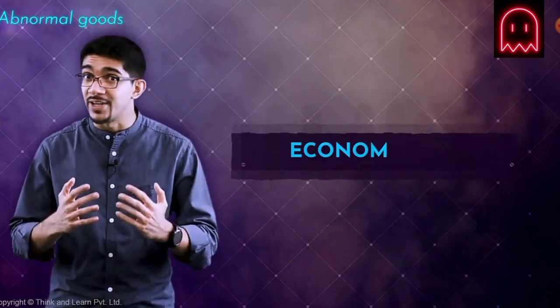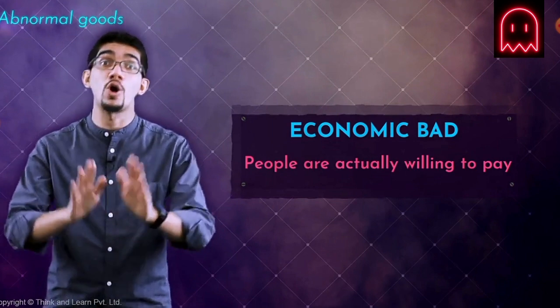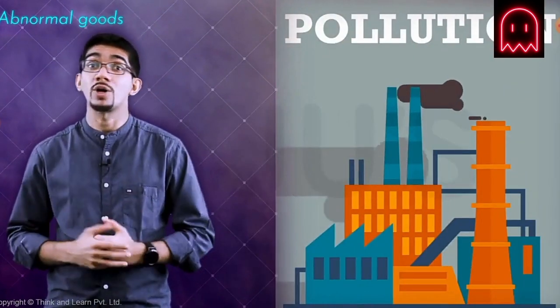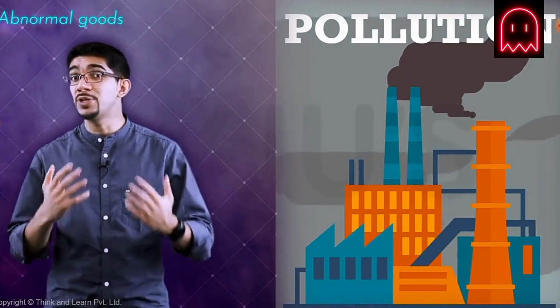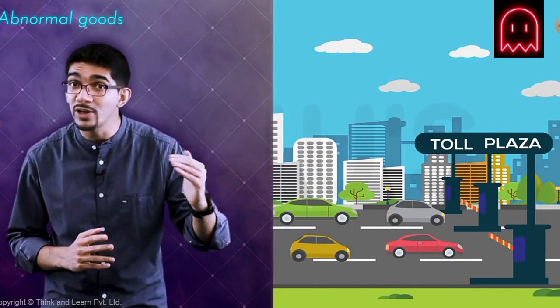An economic bad, on the other hand, is a good that people are actually willing to pay to not acquire or get rid of. Example could be something like pollution or traffic. When we take a high-speed tollway, we are paying to avoid the good called traffic or the economic bad called traffic. So these are the types of goods. Let's list them out and see a summary table now. Take your time and make sure you're clear on all of them.